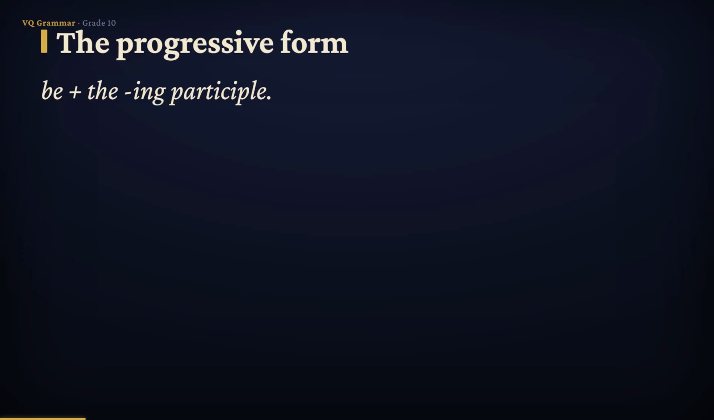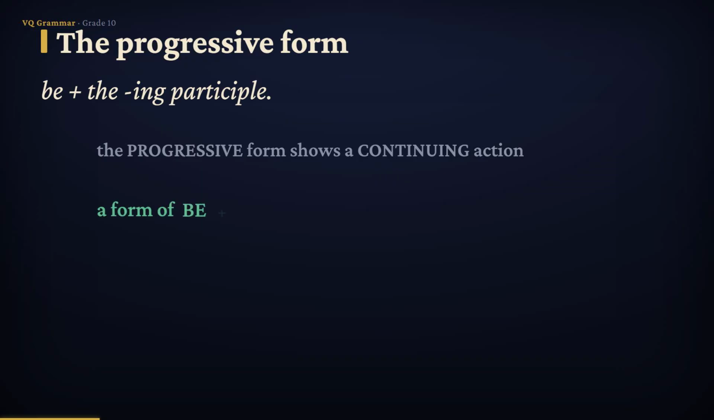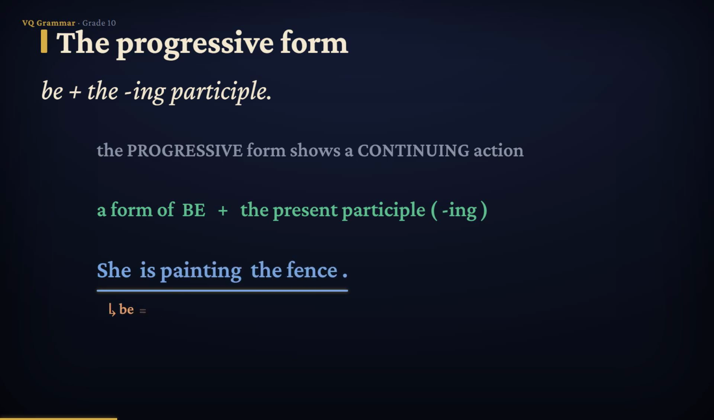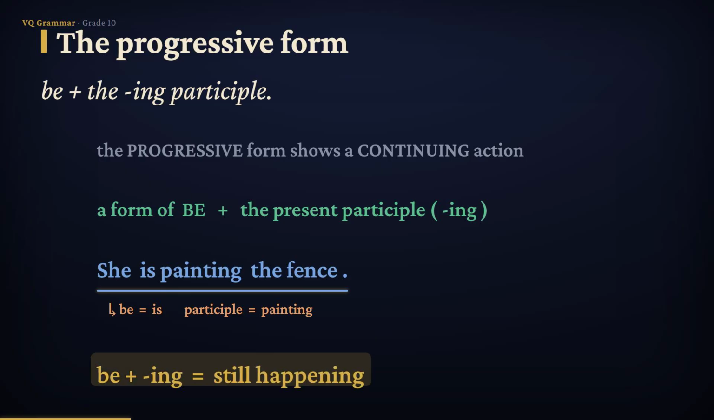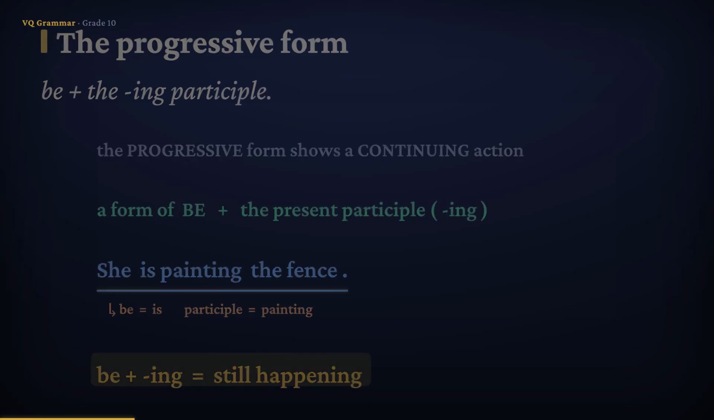Start with the progressive. The progressive form shows a continuing action, something in the middle of happening, rather than simply done. And it has a 2-part recipe. Take a form of the verb be, then add the present participle of the main verb. That's the ing form. Put them together and you get a verb phrase. Look at this sentence. She is painting the fence. The helping verb be shows up here as is, and painting is the present participle. Together, is painting tells you the brush is moving. Be plus ing means the action is still happening.